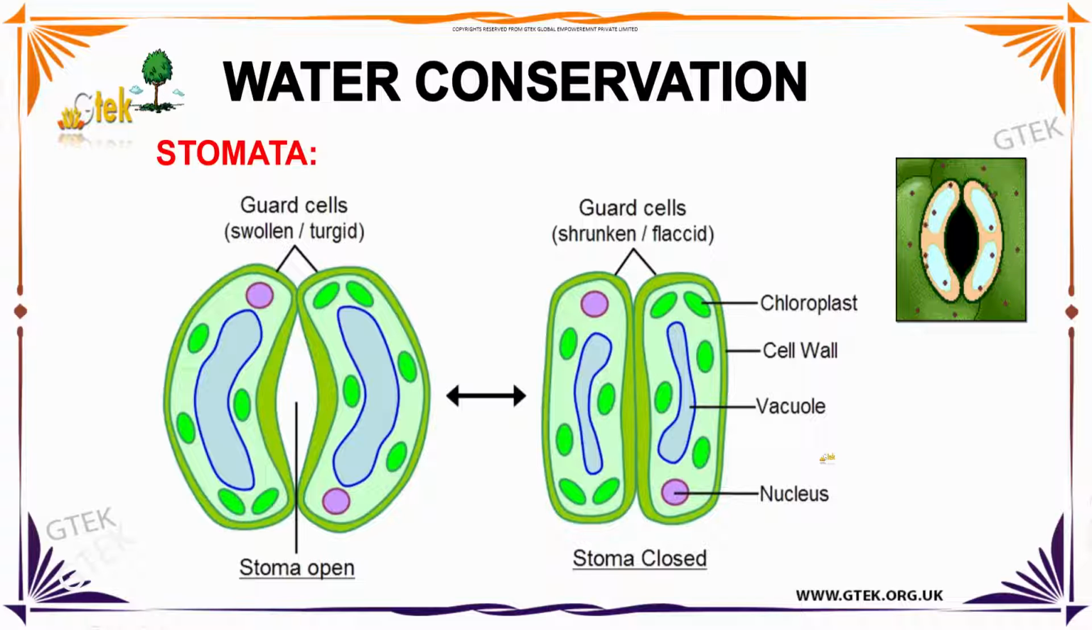Now we are going to see even more about stomata. This upper portion is called guard cell, that is swollen or turgid. This gap is called stoma open. This one is called stoma closed. You can see the differences.